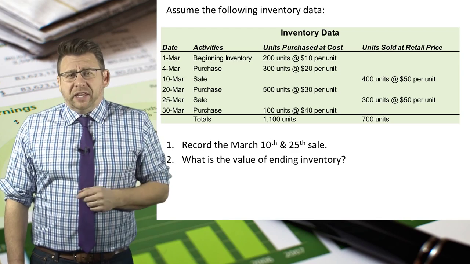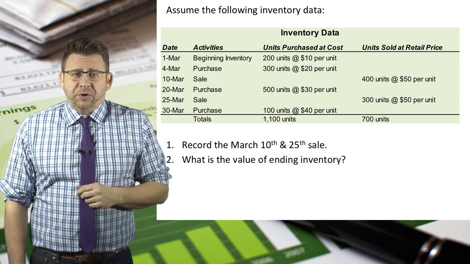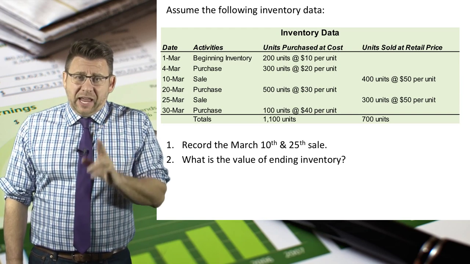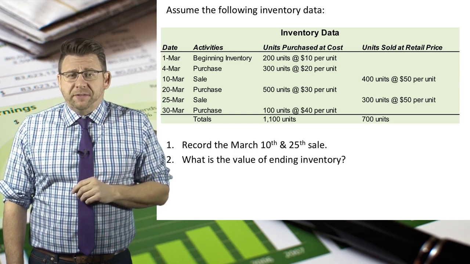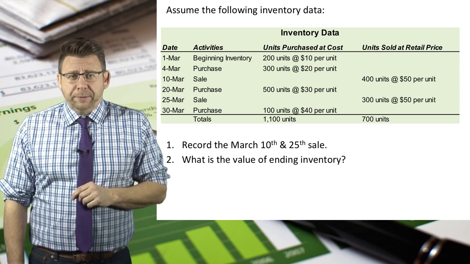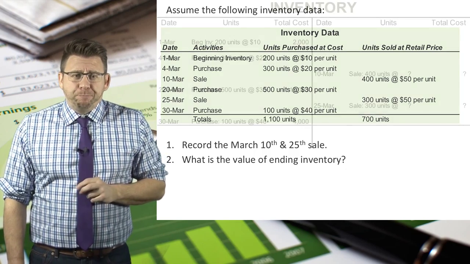If you'd like to pause the video at this point and write down those numbers, I would encourage you to do that and then just start it up when you're ready. So with this data and using LIFO, let's record the March 10th and March 25th sales as well as determine the value of ending inventory. And again, this is for a perpetual inventory tracker.